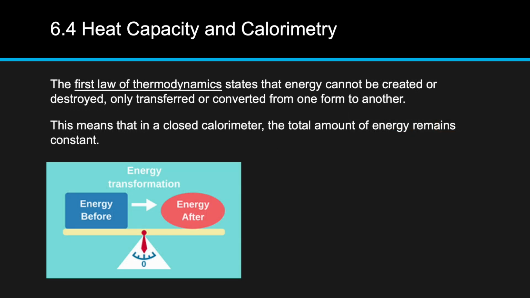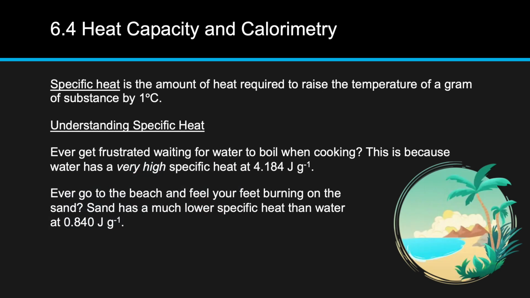So the first law of thermodynamics tells us that energy is conserved. It cannot be created or destroyed, only transferred or converted from one form to another. So in the context of calorimetry, this means that in a closed system, the total amount of energy stays constant, even though the form of that energy may change. So in a calorimeter, we mainly track heat transfer, and the first law of thermodynamics helps us understand that any heat lost by the reaction must be gained by the surroundings and vice versa. So energy is always balanced.